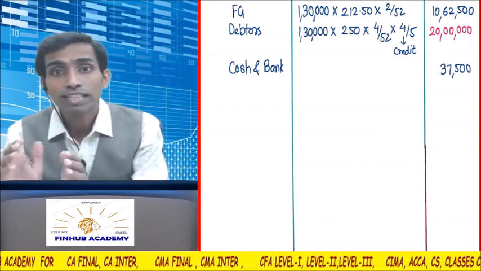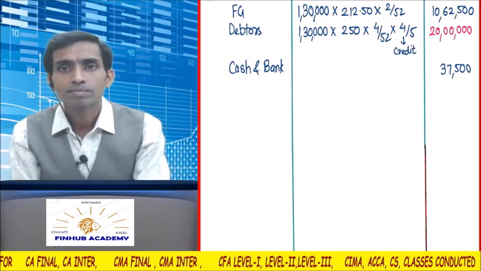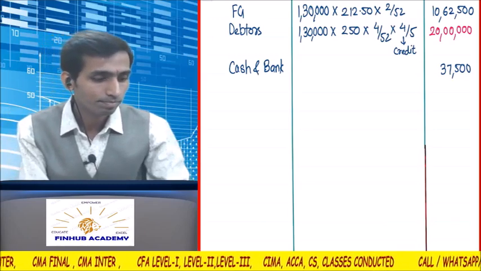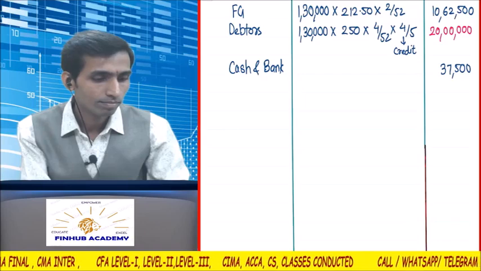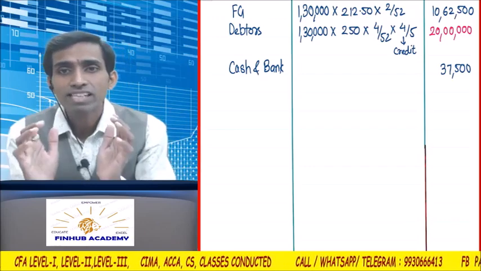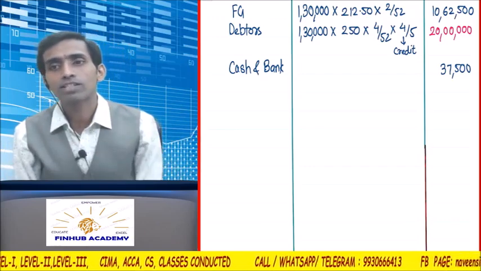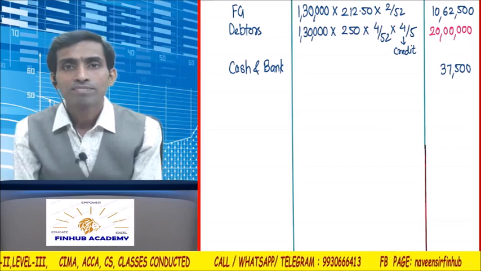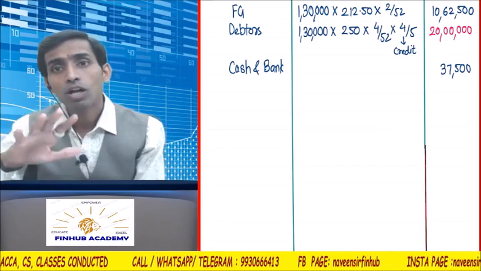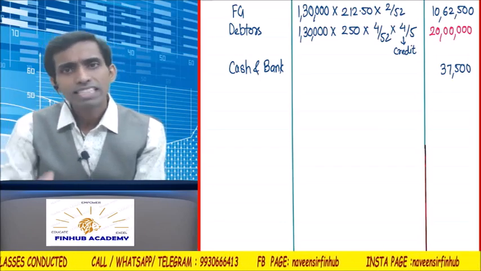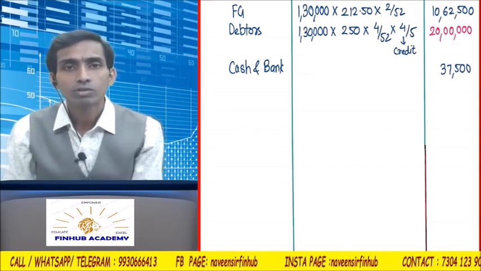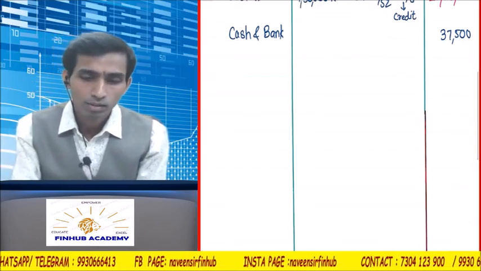1,30,000 into 250 into 1 by 5. How much is that? It comes to 65 lakhs. That's cash sales. He adds it to cash bank. Is it correct? It's annual sales. You will not keep all the annual cash sales in your cash box. That is the mistake people make. Those who overthink the sums might make this mistake. So please understand. It will not get added. Okay. Next.